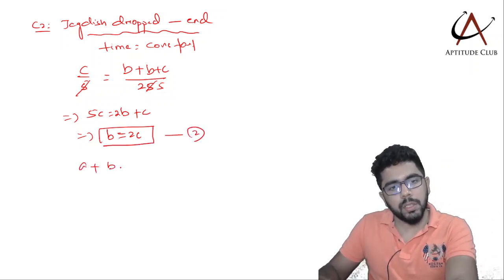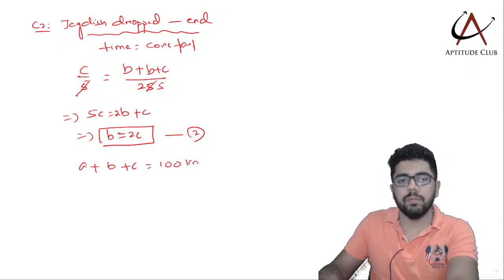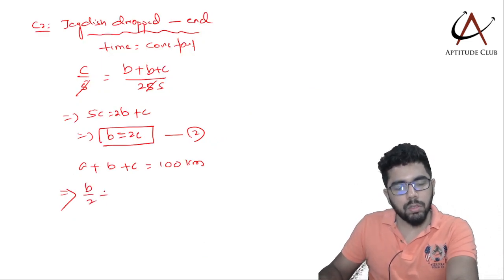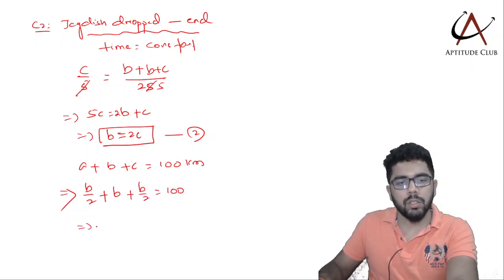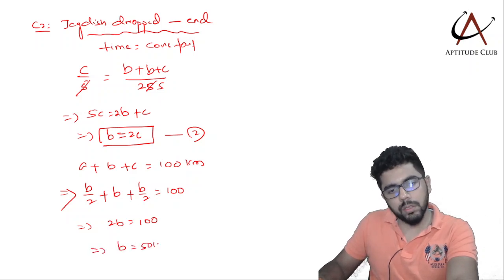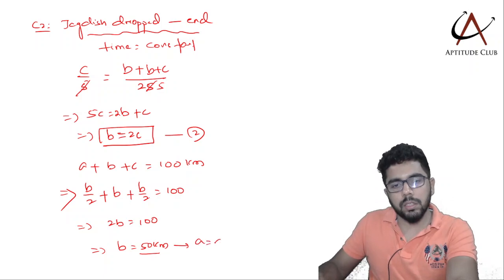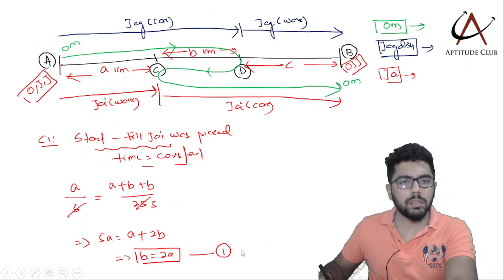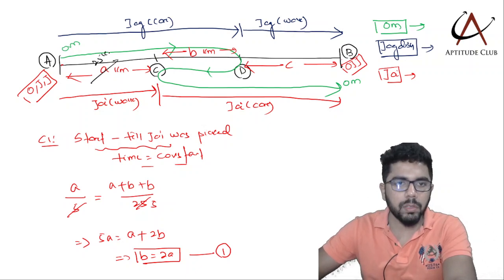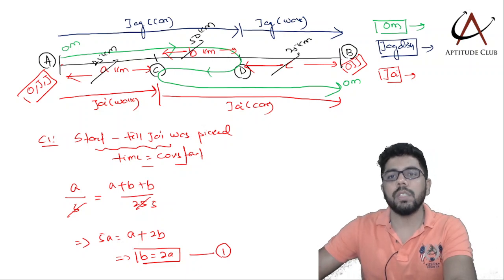Now we have A plus B plus C as 100 kilometers in the question. I can write A as B by 2 and this is B. C again I can write as B by 2. This is 100. So which gives me twice of B is equal to 100, or this gives us B as 50 kilometers. So this means A is equal to C is equal to 25 kilometers each. So I got the distances, the value of A, the value of B and the value of C. So A is 25 kilometers, B is equal to 50 kilometers, and C here it is again 25 kilometers.